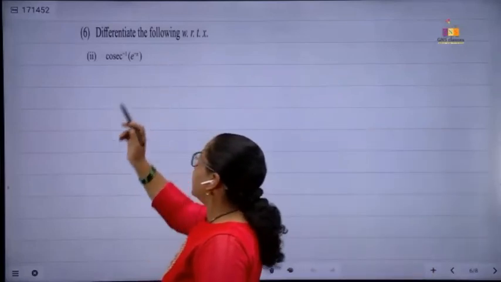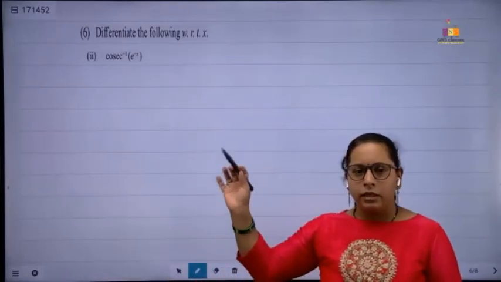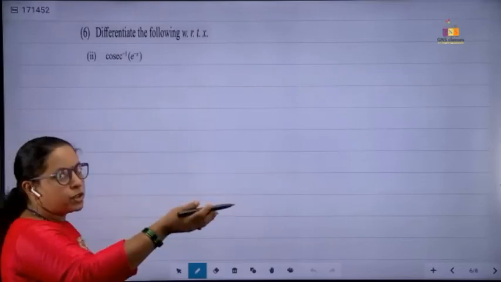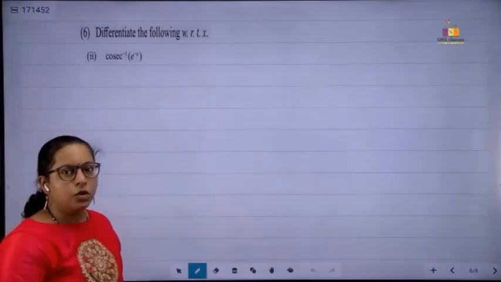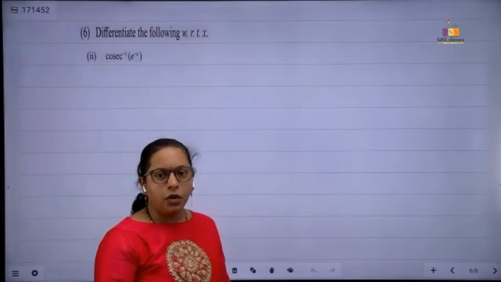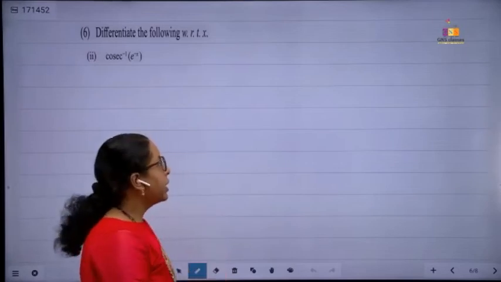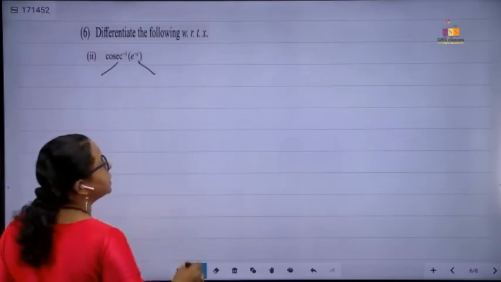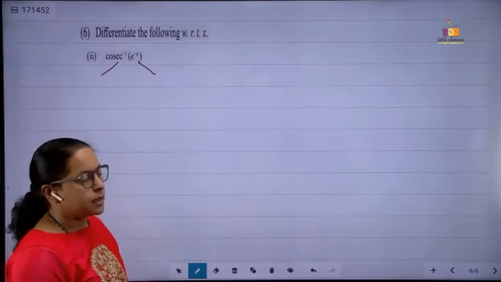Cosec inverse of e raised to minus x. Here we have to differentiate directly. This is an inverse composite function. That means we have to use both the rules, derivative of inverse function and derivative of composite function also. Here outside function is cosec inverse x and inside function is e raised to minus x.